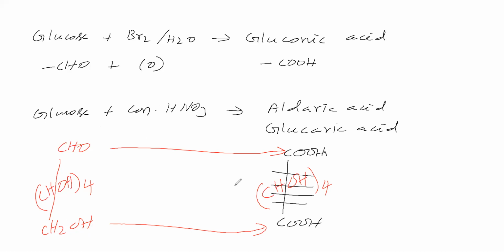Next, this glucose is taken for oxidation with some other oxidizing agents also, and with that also it shows oxidation. Next we will take this for reduction. What is the reducing agent we are taking? Sodium amalgam and water. So what compound are we getting? D-glucitol.